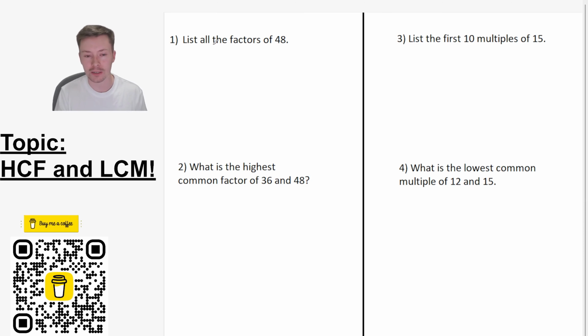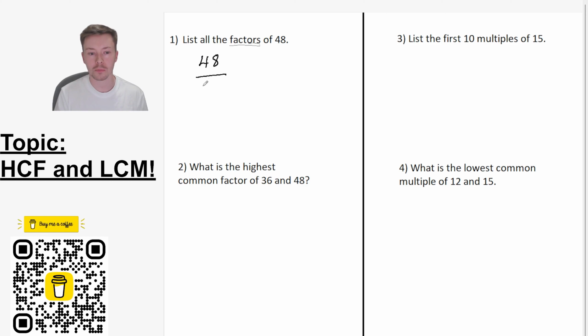Okay, list all the factors of 48. Now, we need to know what factors are, so I'll try and underline that. It's not going well already in terms of the drawing, but we'll get there. Factors of 48. The way that I do this, I write the number down, i.e. 48, and underline it, just so I'm separating that off from the working out underneath.